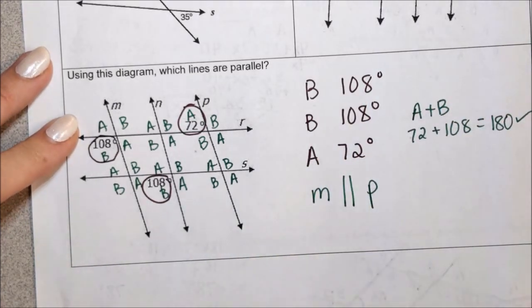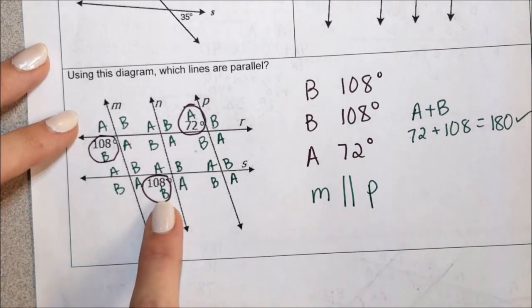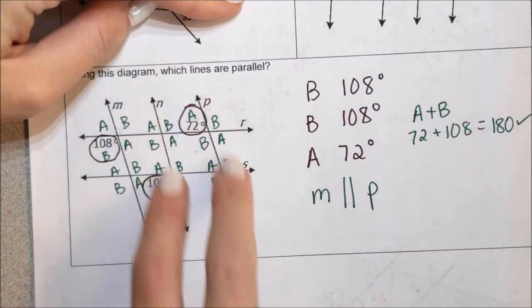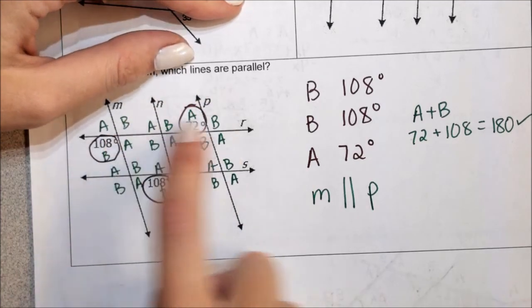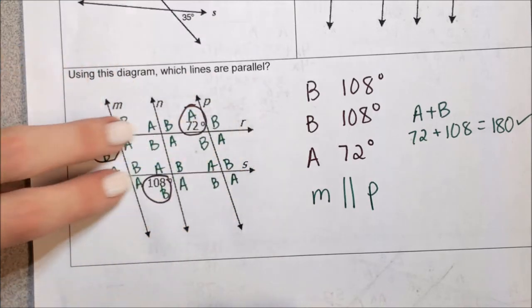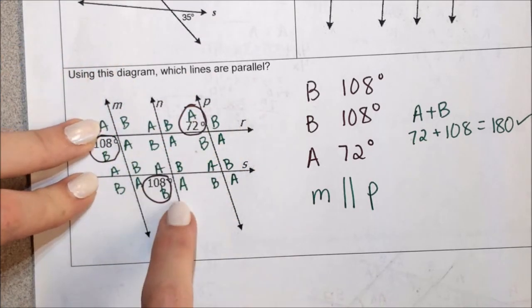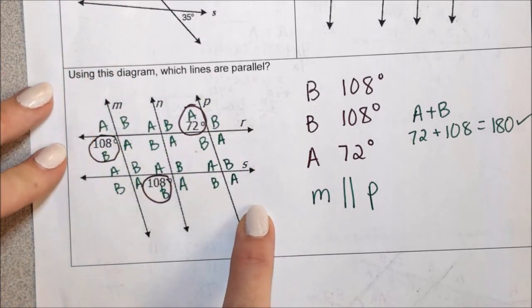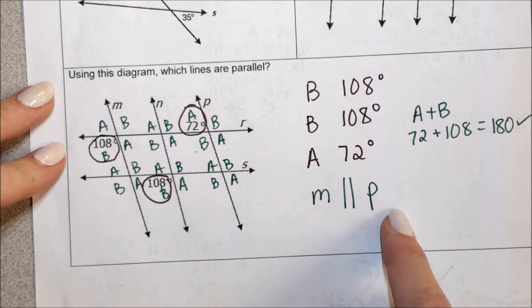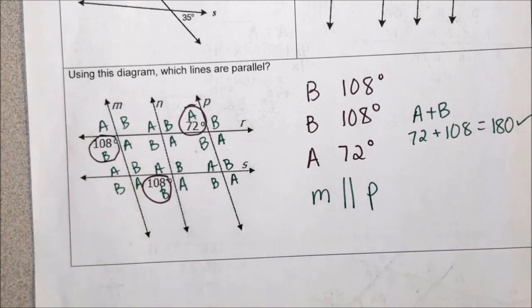If I look at this 108 and this 72, they're on these two lines, but again, they don't share a transversal. Or if we consider them on these lines, they're not on the same transversal. So those examples do not prove that any of the lines are parallel except for these two. So this is kind of the backwards way of asking the question we did on the front.